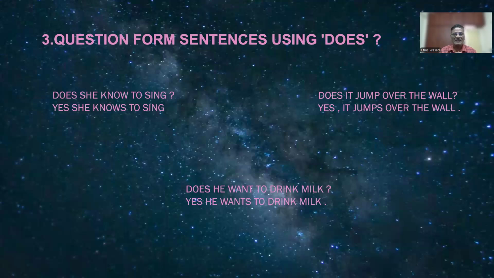Like that. And then one more thing. Does it jump over the wall? Yes, it jumps over the wall. Like that, you can answer. This is the simplest form of learning spoken English, or how to converse with others, by using this form of sentences using do, did, and does.